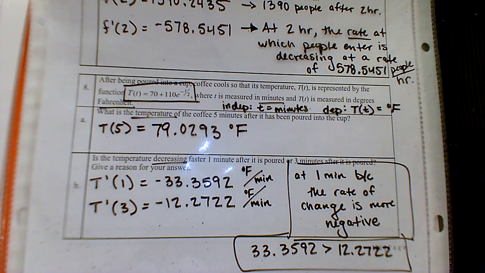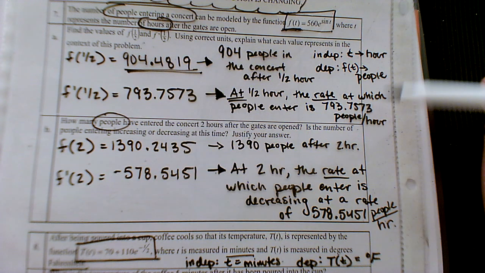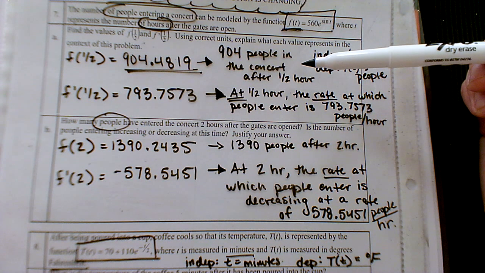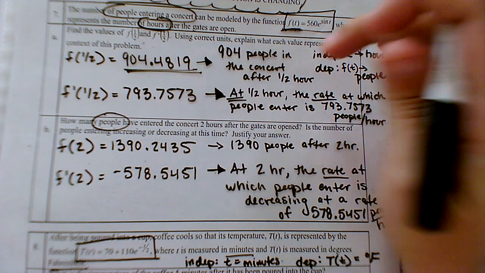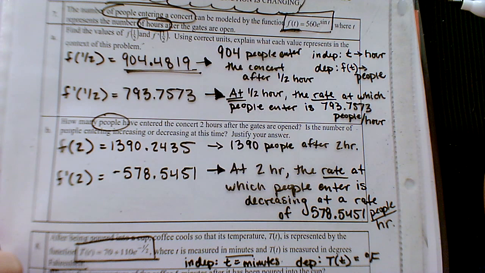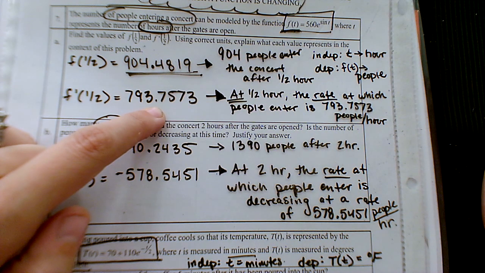I'm still confused about the last one. It's still not resonating with you. If F of T is the number of people entering, then why do we say that 904.41 or 4819 is the people in the concert? If the function is the people entering, why is it the people in the concert? Okay, so you don't like the word in? We'll do enter. So then what does the slope represent? This is the rate at which people are entering.